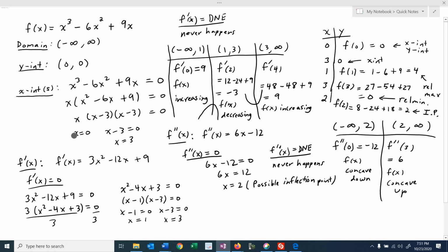Okay, so then once you've compiled all this information, then you want to go ahead and plot these important points. And then once you plot those important points, you want to go back to your sign chart for the first derivative and follow the chart where it's increasing and decreasing. And then also look at the second derivative to determine what the concavity is. Now you may want to create what I call a summary chart, which combines these two together.